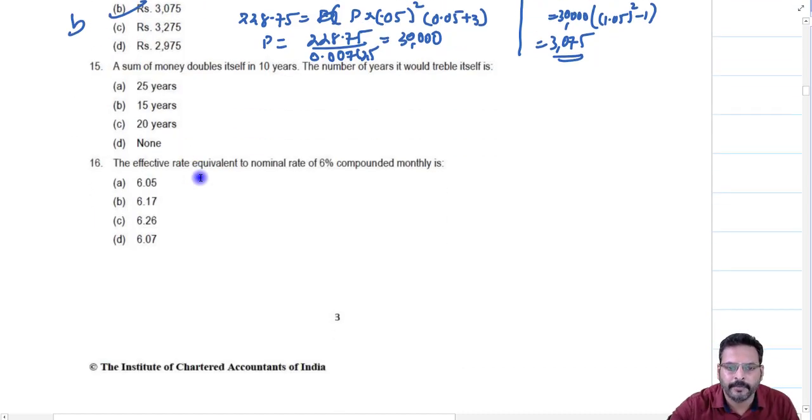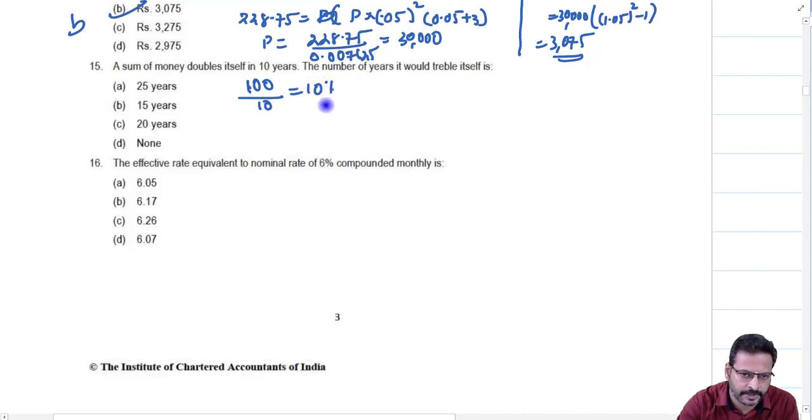A sum of money doubles itself in 10 years. Number of years it would take to triple itself. Okay. So we know from the choice it is given, not compound interest, it will be simple interest. A sum will be double if years is given equal to 10, interest rate will be 10%.